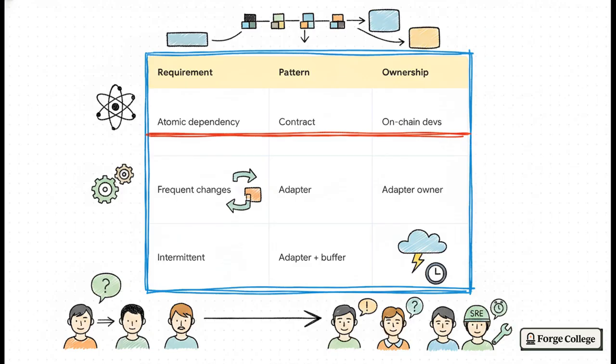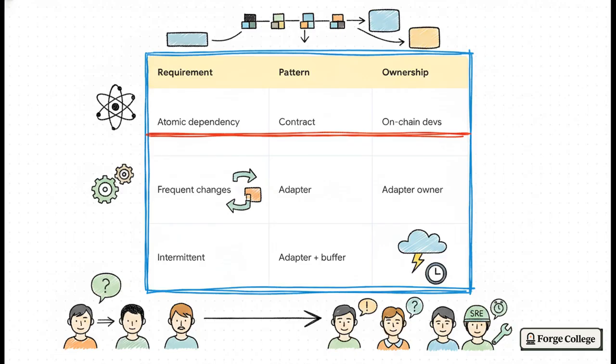We can actually map our architectural decisions directly to human roles. Take a look at this. First scenario. If you absolutely need an atomic dependency, you use an integration contract, right? Well, the operational ownership for that falls squarely on the on-chain devs. What about frequent schema changes? For that, you use an adapter, and the adapter owner takes responsibility.